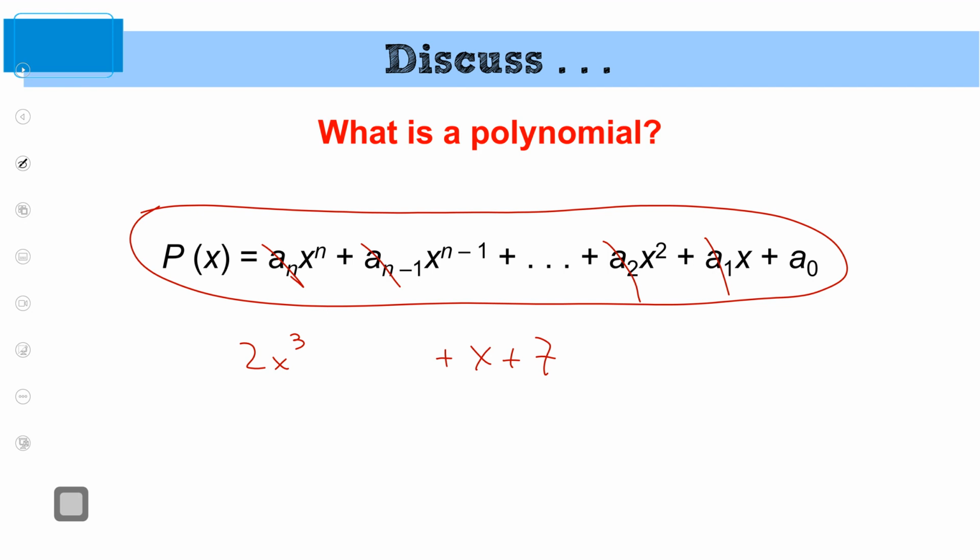So instead of trying to define a polynomial, let's talk about what's not a polynomial. Can someone give me an example of something that's not a polynomial? One number. I was about to say that. One number? Can I pick the number?